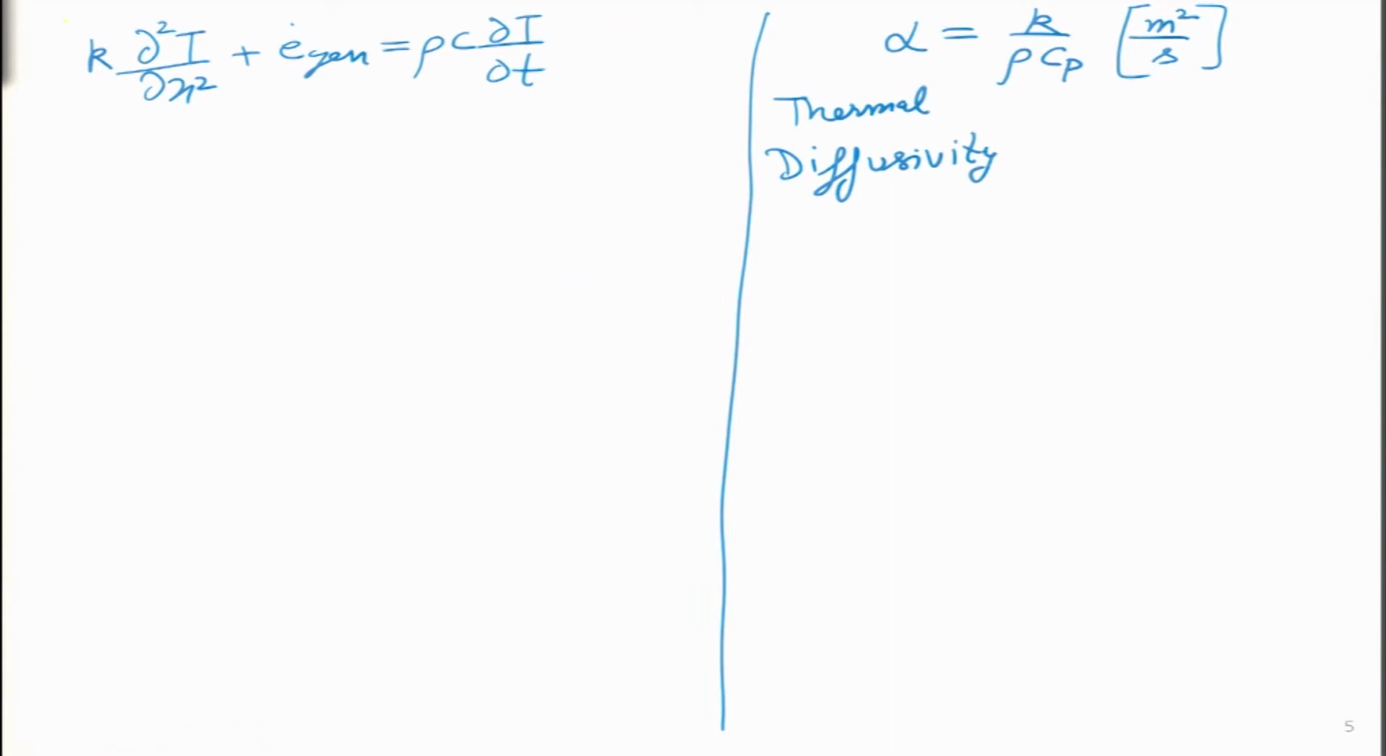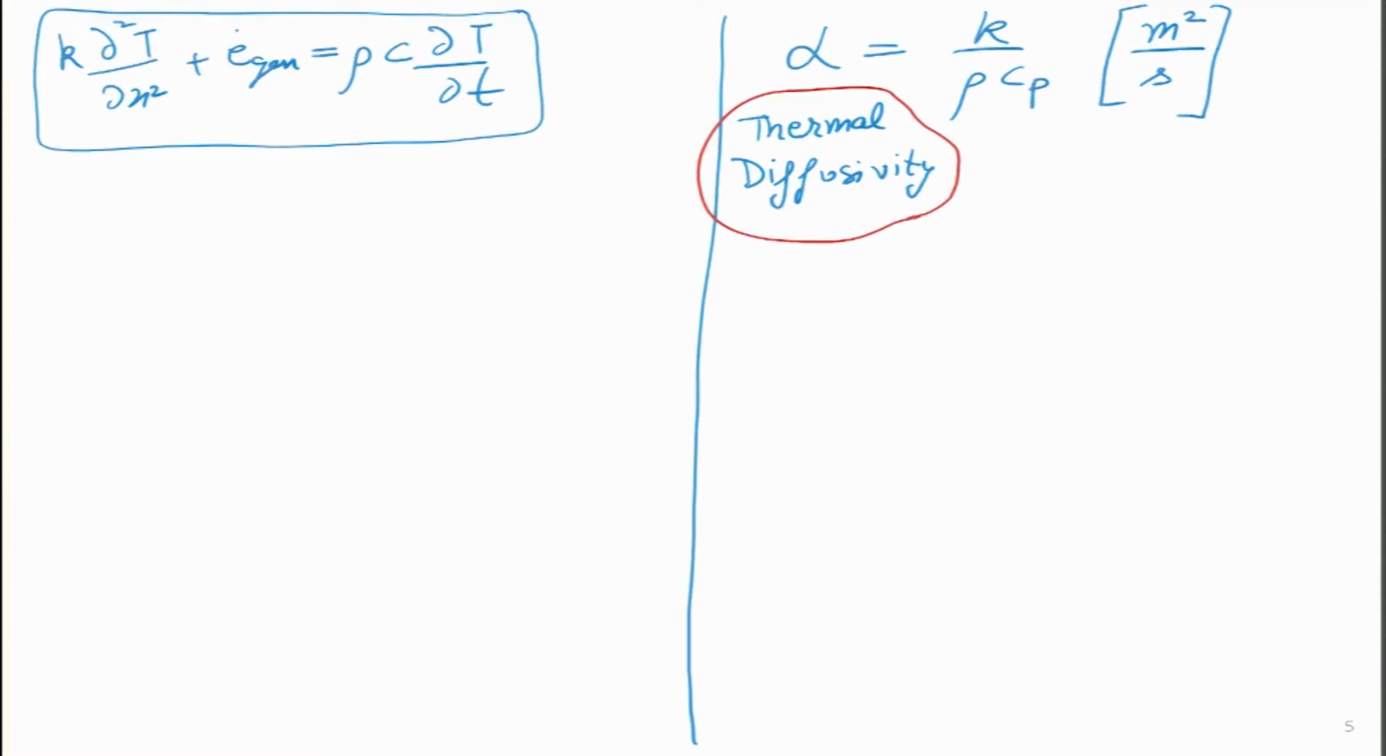So, one concept I wanted to introduce in the context of this one dimension heat conduction equation is this concept of thermal diffusivity, which is given on the right hand side over here. It is represented by the symbol alpha and the units for this is meter square per second. So, let us look how this thermal diffusivity parameter appears in this 1D heat conduction equation.